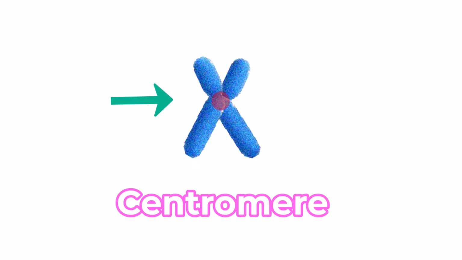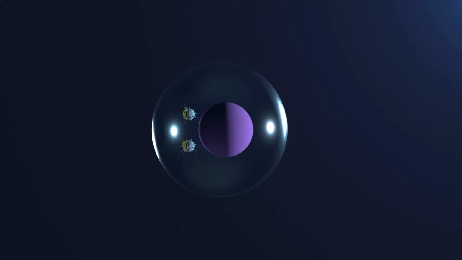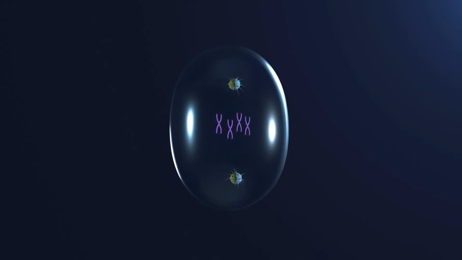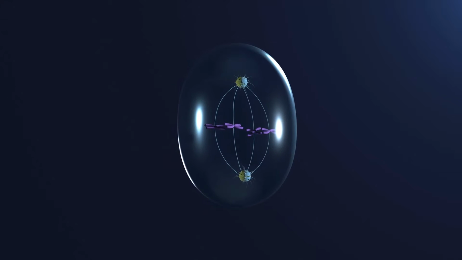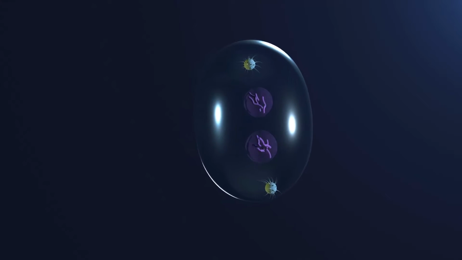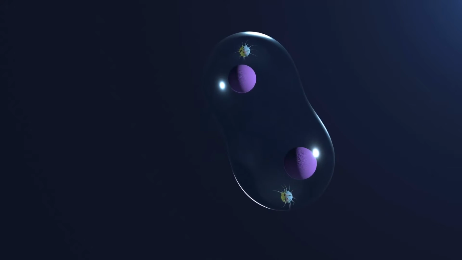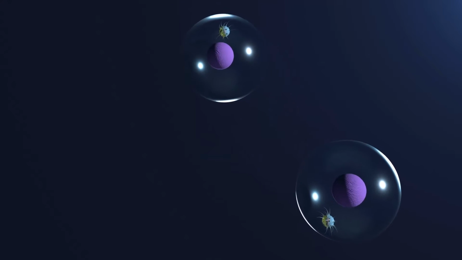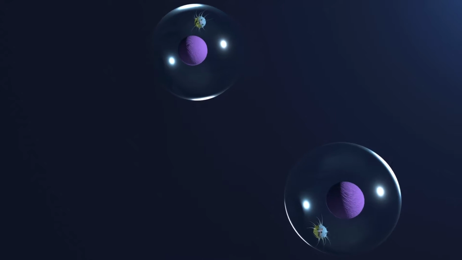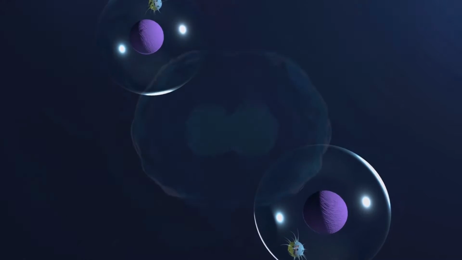These two sister chromatids are joined together at a structure called the centromere. When the cell divides, these sister chromatids of a duplicated chromosome will separate from each other, forming two separate but identical chromosomes. One of the new chromosomes goes to one daughter cell, and the other goes to the other daughter cell. Each daughter cell receives a complete and identical set of chromosomes.